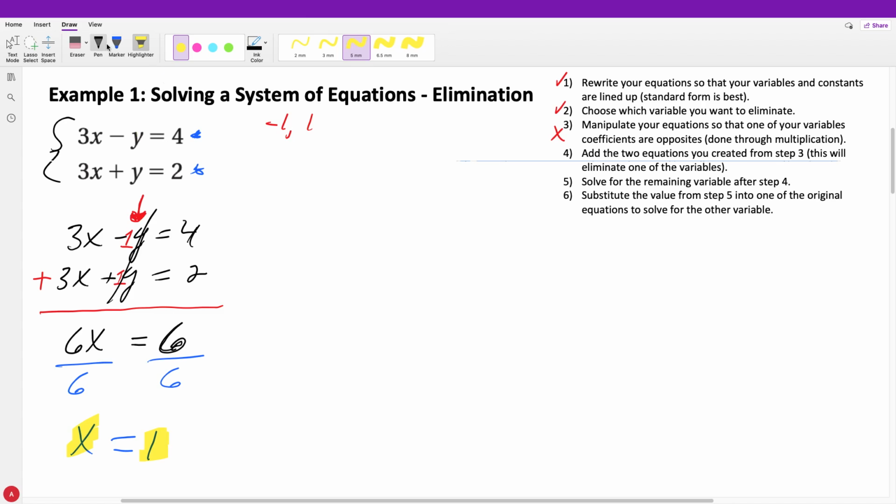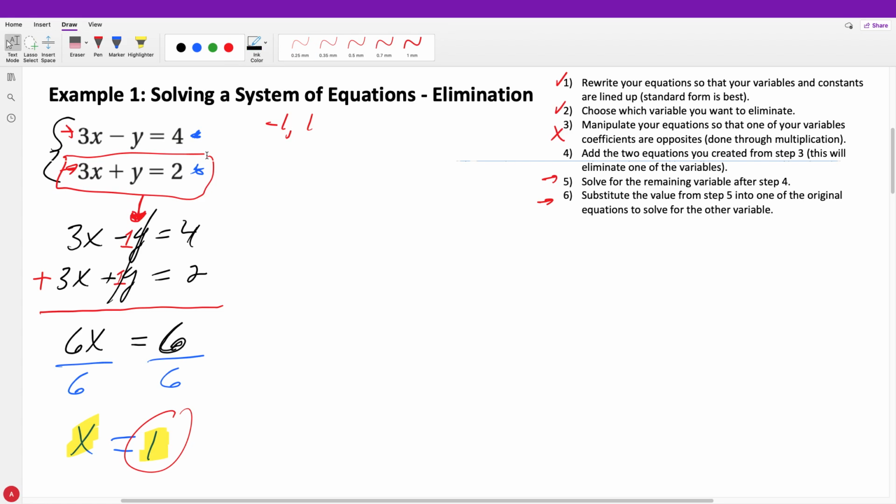All right, now that we know that x is equal to 1, I can go ahead now and solve for y by simply plugging 1 in for x into any of the other equations. So that's what we mean by solving for a remaining variable in step 4, and then substituting it back into the other equations to solve for the other variable. So I'm just going to go ahead and pick this one because y is a positive y.